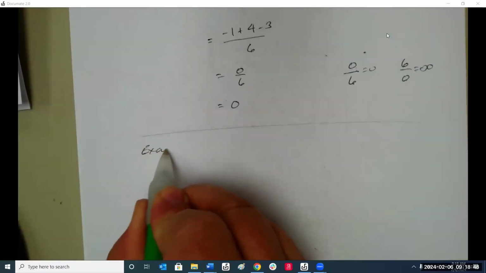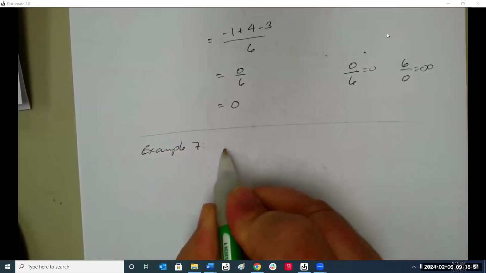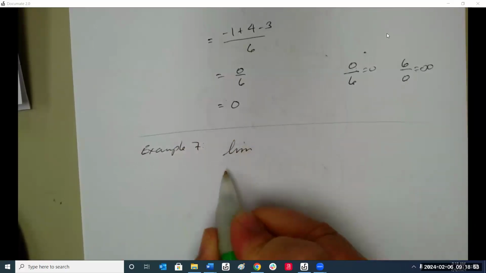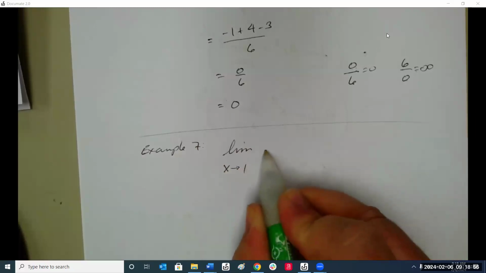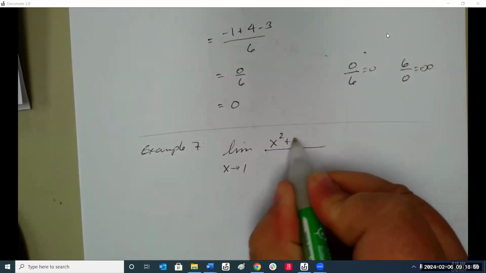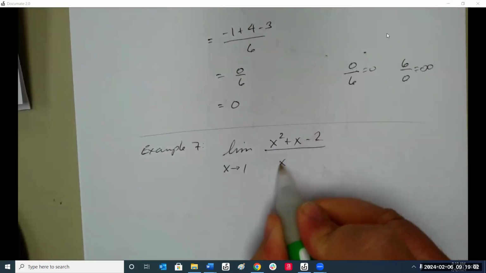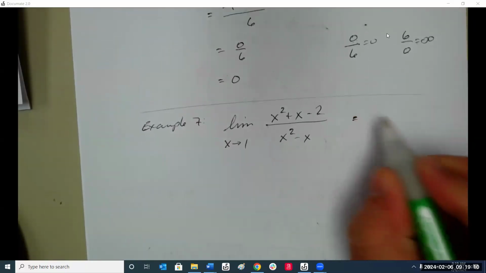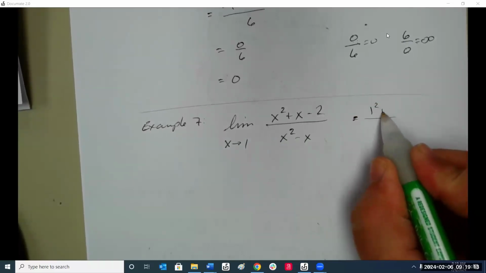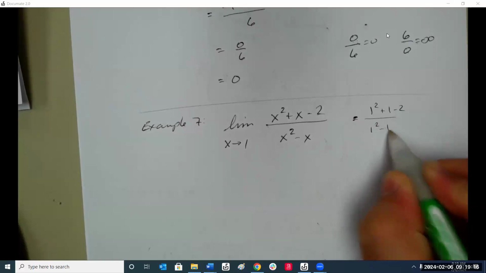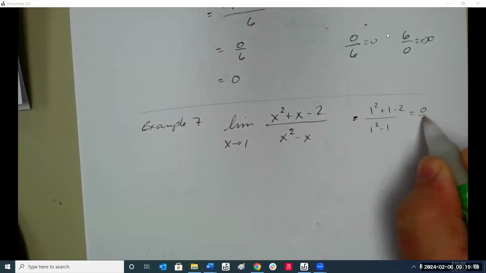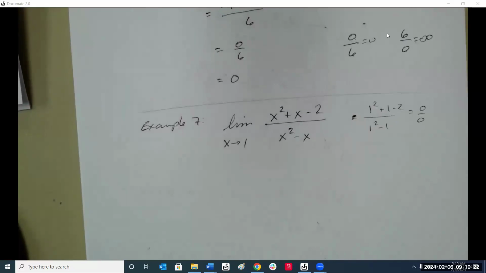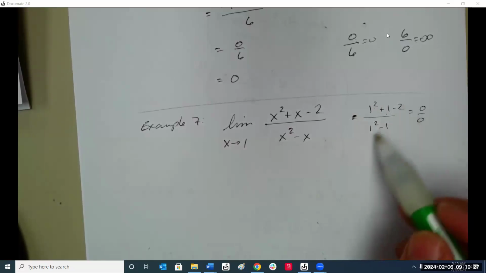Example 7. We have the limit as x approaches 1 of (x squared plus x minus 2) over (x squared minus x). So step 1 would be what? Just plug it in, see what happens. So we have 1 squared plus 1 minus 2, over 1 squared minus 1. One squared is 1. 1 plus 1 is 2. 2 minus 2. 1 minus 1.